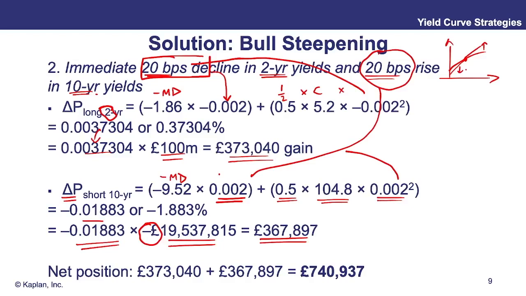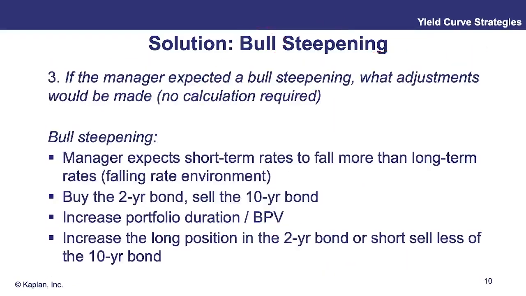Net gain, add those two numbers up and you're looking at a 740,937 gain. Now all of that was just a steepening. Now in the third part of the question, we say, what if we expected a bull steepening? Well, bullish in fixed income means prices are rising, so rates are falling overall. If you think rates are falling overall, you should keep a net positive duration, okay?